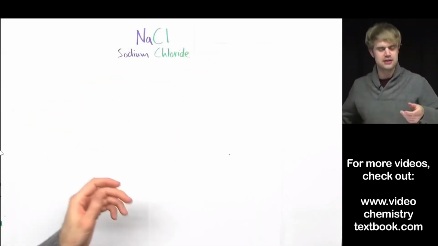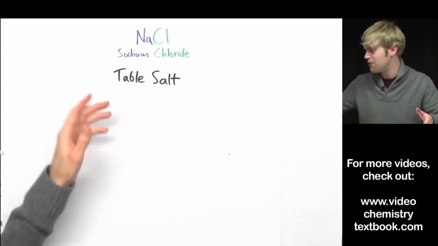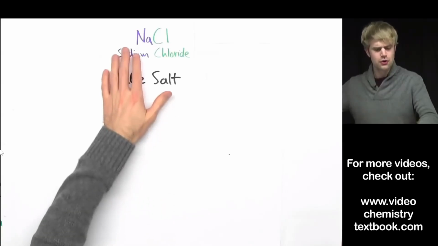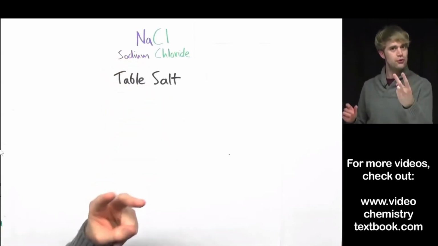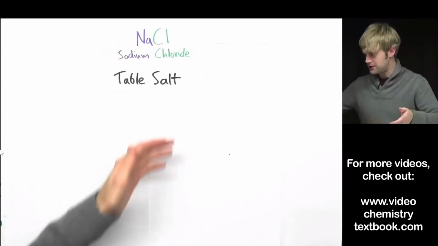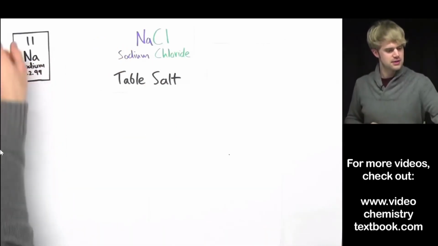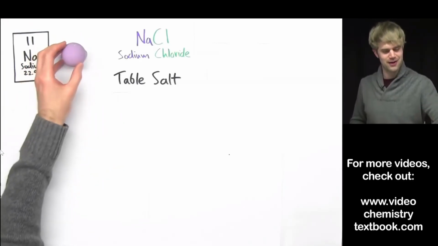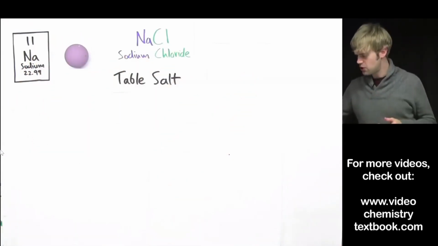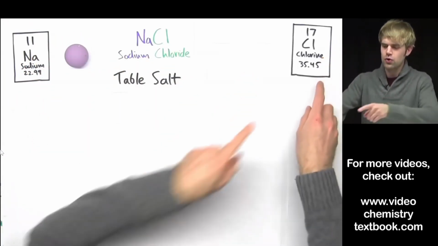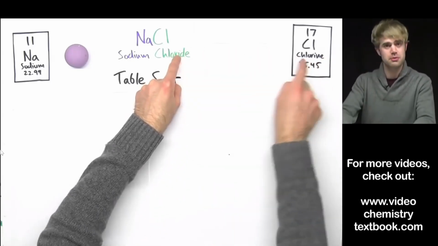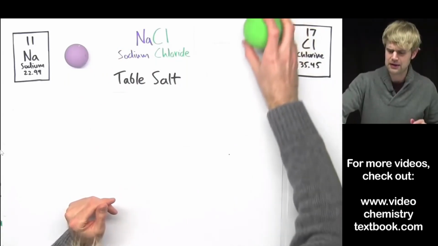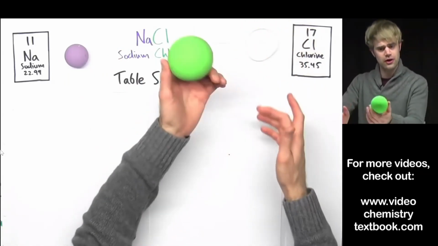Sodium chloride is a fancy scientific name for table salt. It's the stuff that you put on your food. So sodium chloride is made of two types of atoms. We've got sodium. Here's its symbol from the periodic table, and here is a sodium atom right here. And sodium chloride is also made of chlorine or chloride. I'll tell you what the difference between those is in a minute, but you don't have to worry about it right now. And here's a chlorine atom.